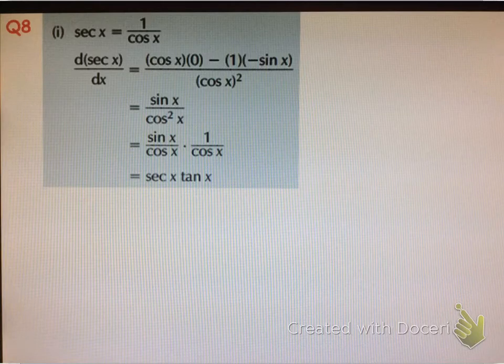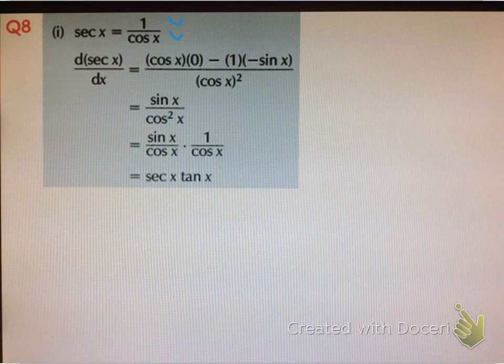So, part 1, sec x. Look at page 13 of your log tables, and you'll see that sec a is equivalent to 1 over cos a. Okay? So therefore sec x is equivalent to 1 over cos x. That's coming from page 13 of the log tables. So now we want to get the derivative of that. Well, now we have it as a u over v. Okay, so use your quotient rule.